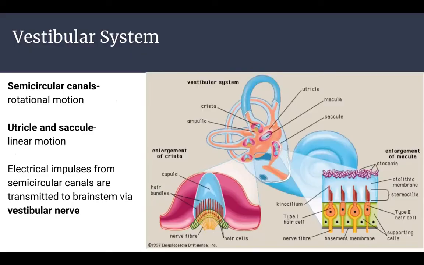So this is a picture of the vestibular system. It's good to just remember that there are a couple components that might cause a patient to have symptoms. The semicircular canals sense rotational motion, and the utricle and saccule sense linear motion. The electrical impulses are sent to the brainstem via the vestibular nerve from here.